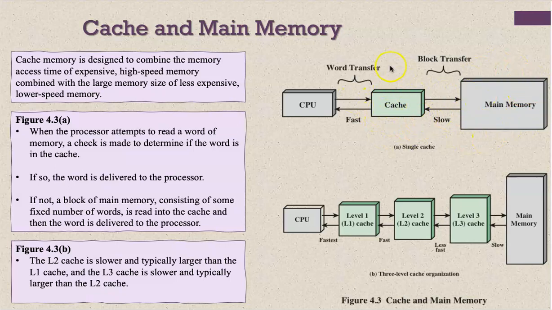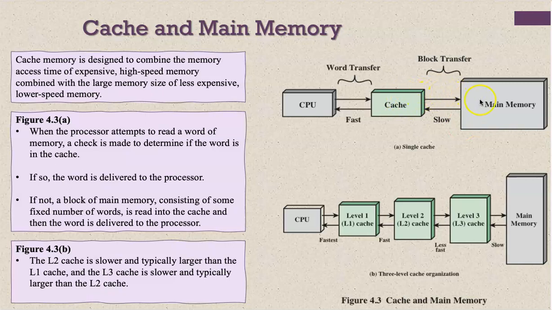Of course, the cache is going to be more expensive because it's faster. The capacity is also going to be smaller, whereas the capacity of the main memory is going to be bigger than the cache. It is going to be slower, but it is going to be less expensive. So you don't have to have multiple cache. You can combine the cache, which is super fast, with something that is not so fast, which is the main memory. So this is for a single cache.